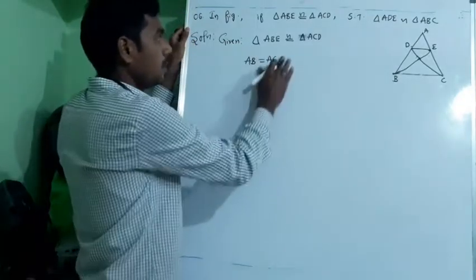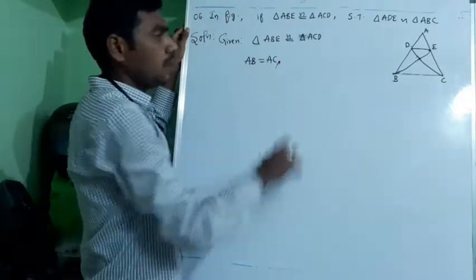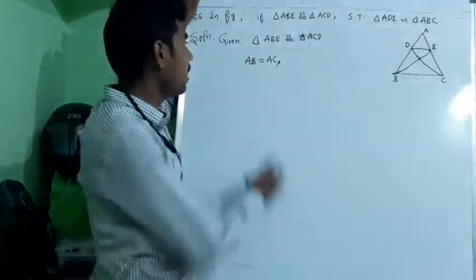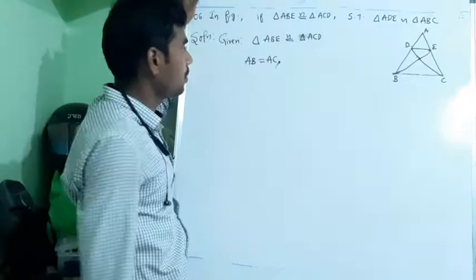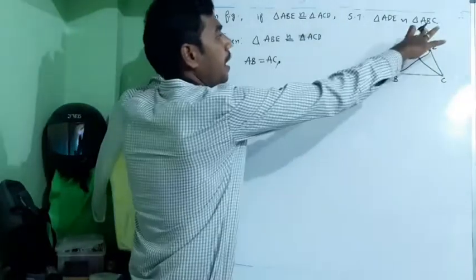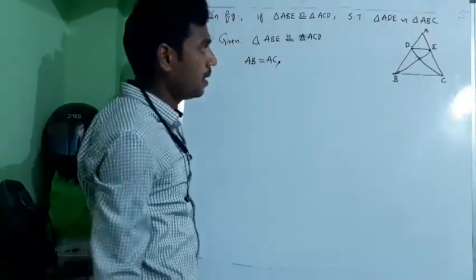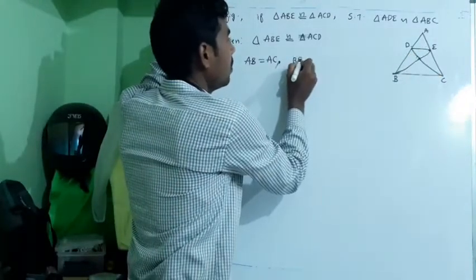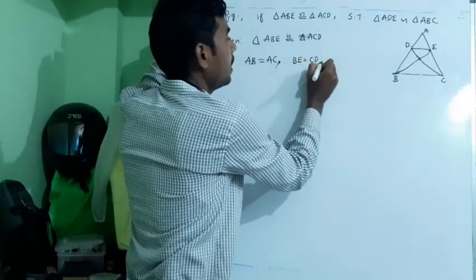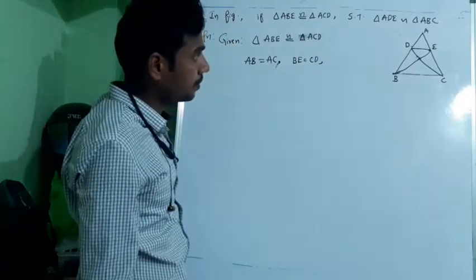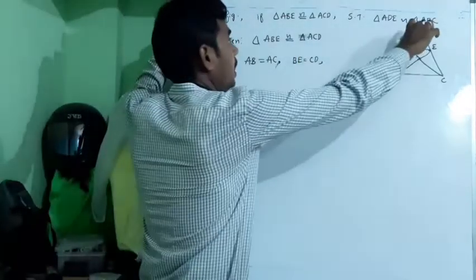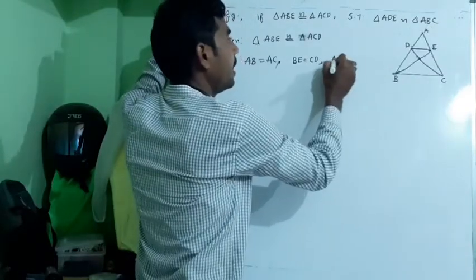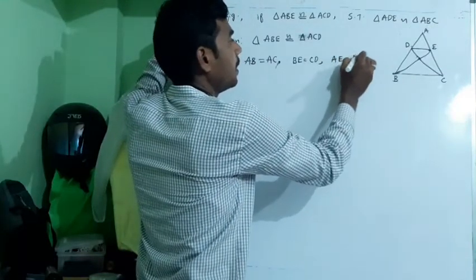Next, because of CPCT, corresponding parts of congruent triangles, those will be equal. So that is what I am writing. AB is equal to AC. Then BE is equal to CD. Then what can I write? AE is equal to AD.